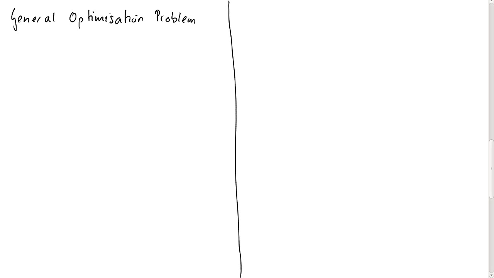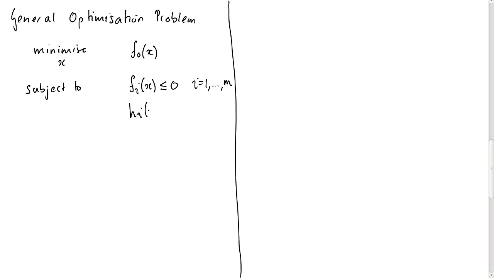looks like this. We minimize over x in some space an objective function f naught of x subject to a number of constraints. These include inequality constraints, and we can have any number of those, and equality constraints, and likewise we can have any number of those too. Just a little bit of terminology.